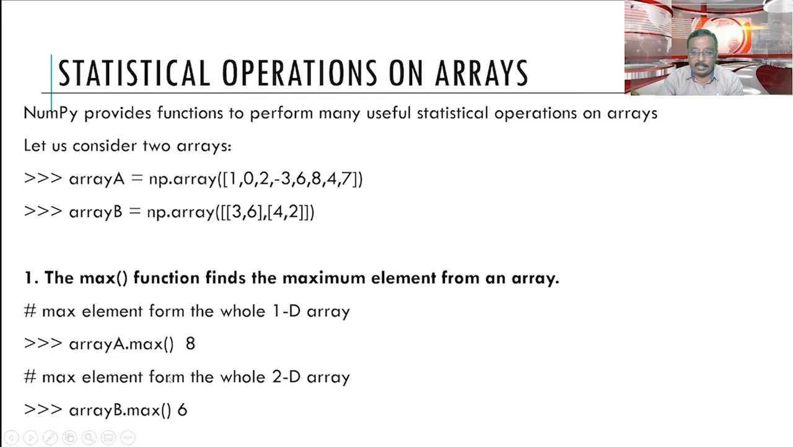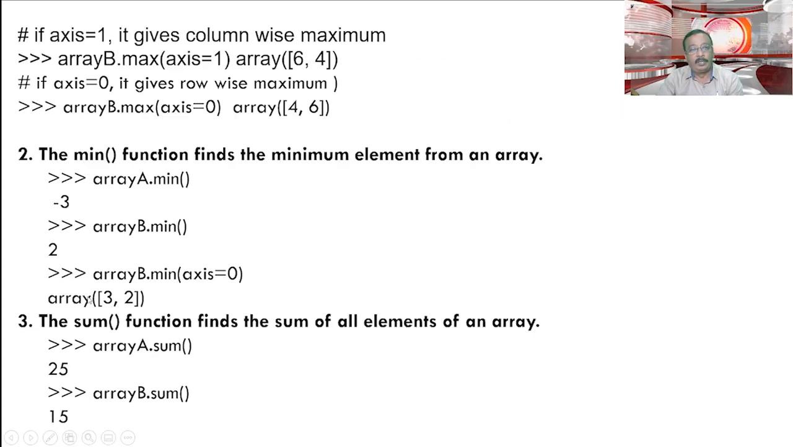And similarly, the max element in a two-dimensional array. This is going to be a two-dimensional array. The max function will return the maximum value in a two-dimensional array. So whatever may be the dimensionality, the max function will return the maximum value in that particular array. And if axis is equal to 1, it gives row-wise maximum. If axis is equal to 0, it will give you column-wise. So you can find the values row-wise and column-wise.